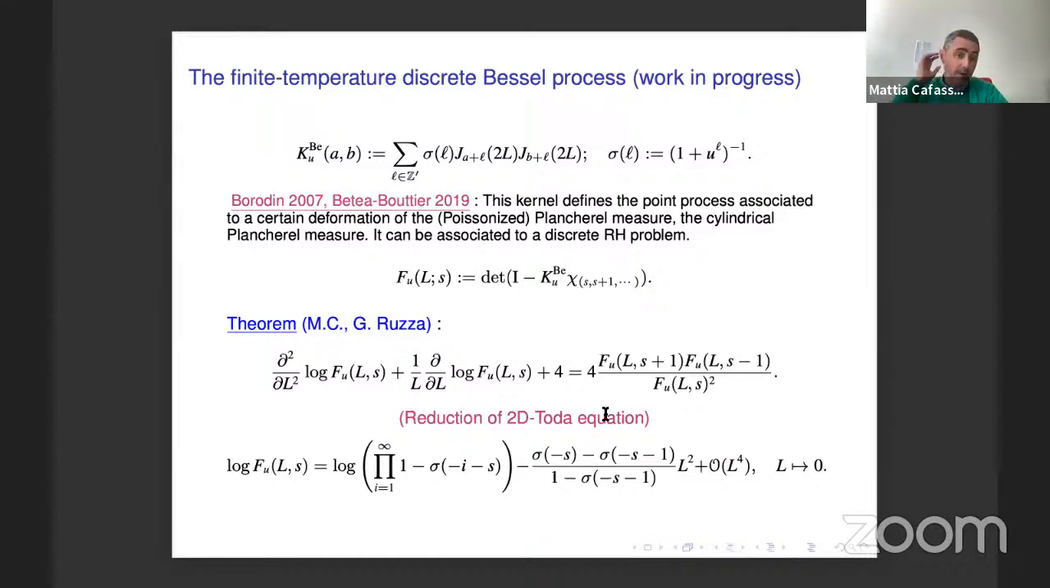And actually, we also managed to find a sort of initial condition for this solution, in the sense that the log of F_U(L,S) behaves in this way with respect to the variable L squared. Okay. So the conclusion, or the temporary conclusion, is that this approach that we use for the finite temperature IV kernel is actually quite robust, because you can use it for integrable kernels like the ones that I'm speaking about, and Thomas Bothner also spoke about them, and also for discrete point processes like this.